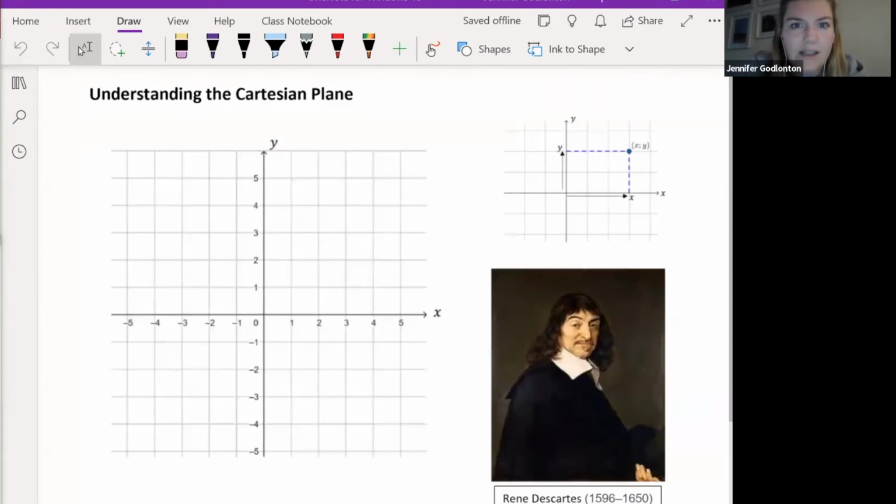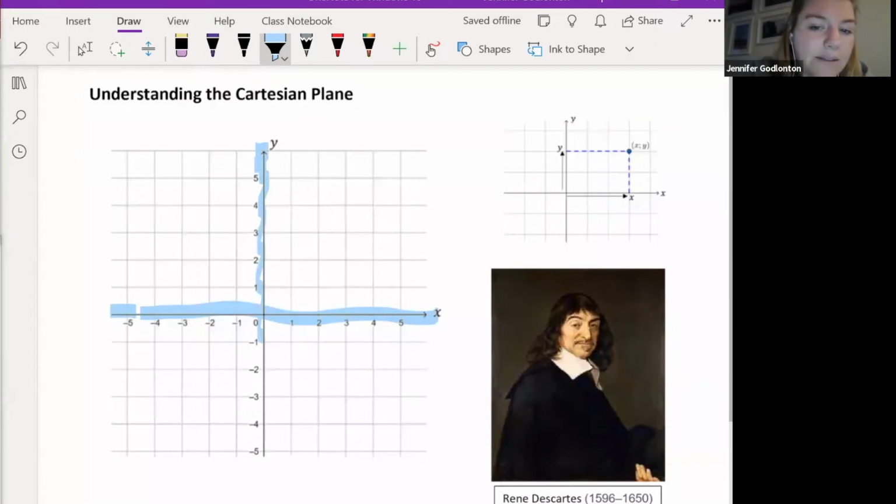Graph is using this thing called the Cartesian plane. Okay, the Cartesian plane is this box type thing that you're seeing in front of you, and it's made up of two important axes. So you have the x-axis, which is your horizontal axis, and then you have your y-axis, which is your vertical axis. Okay, so your x-axis and your y-axis.